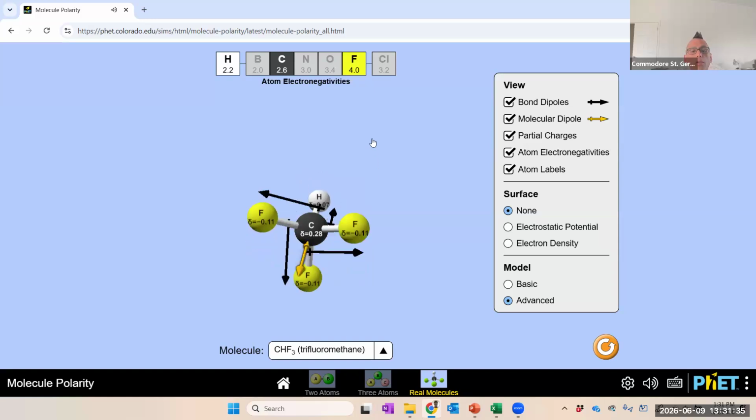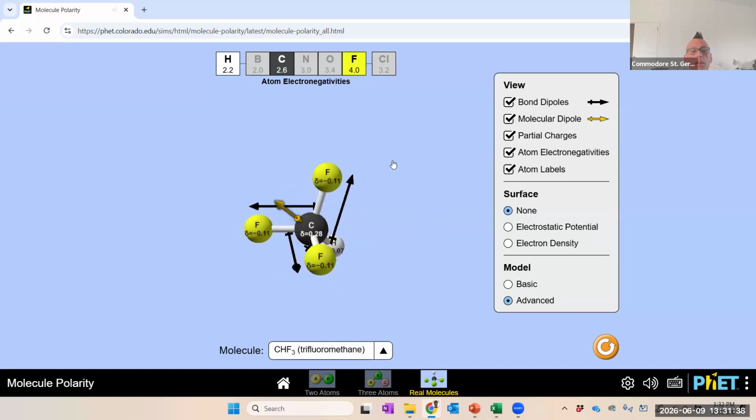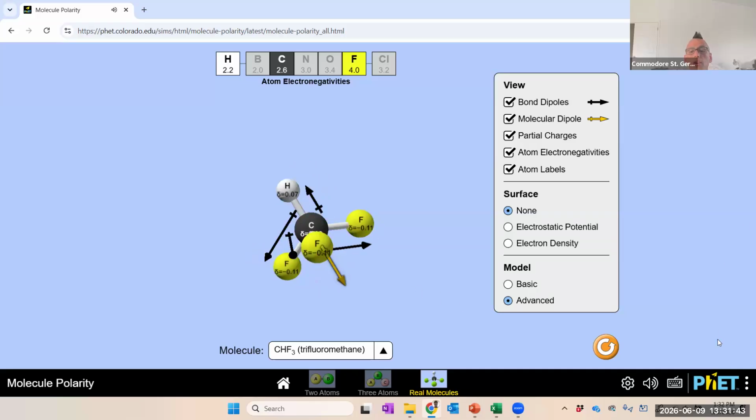You can rotate the molecule so you can actually see kind of where the polarity is and what the molecule looks like in 3D. But yeah, check it out.